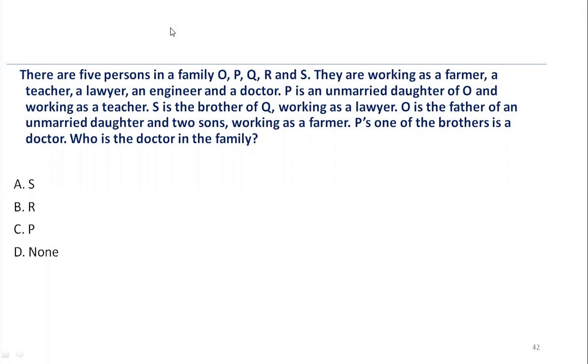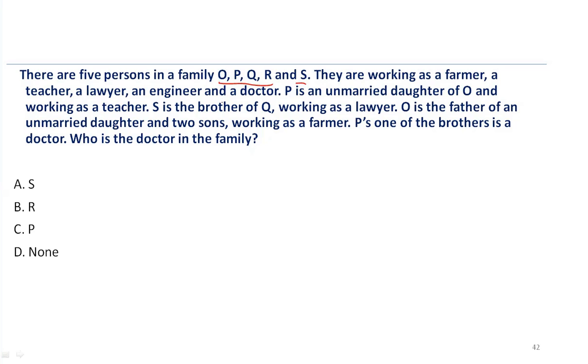So it's like a puzzle kind of question they have given here to solve, and that too a blood relation question with respect to professions. So let's try solving the question. There are 5 persons in the family. Who are the 5 persons? O, P, Q, R, and S. Fine. So what are the professions? Farmer, teacher, lawyer, engineer, and doctor. From the next point onwards, they have given the relation.